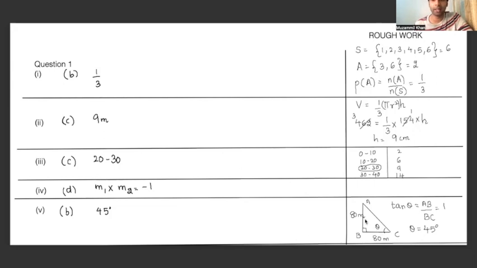So the only thing that can relate AB and BC is tan here. So tan theta is AB by BC. And since both of them are equal, the answer will be equal to 1. And by using inverse trigonometry, we know that the corresponding theta is 45. And therefore, we go with option B. So question 5 has the answer, which is B.